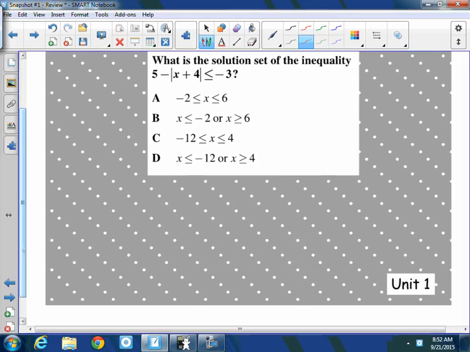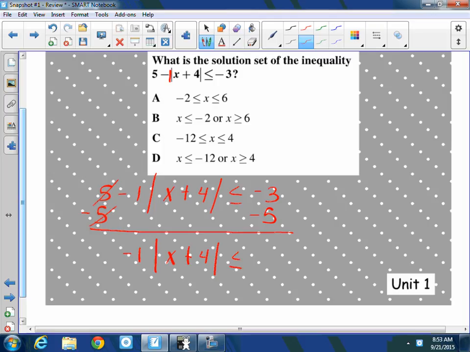Okay. The first thing that you needed to realize is that there was a 1 over there. Okay? And I gave you the hint. There's an invisible 1, right? I need to get rid of that 5. So this becomes 5 minus 1 absolute value of x plus 4 less than or equal to negative 3. Okay? All right, tell me. I'm going to say minus 5, right? Because I got to get rid of that 5 first. And then that becomes minus 1, absolute value of x plus 4, less than or equal to negative 8.